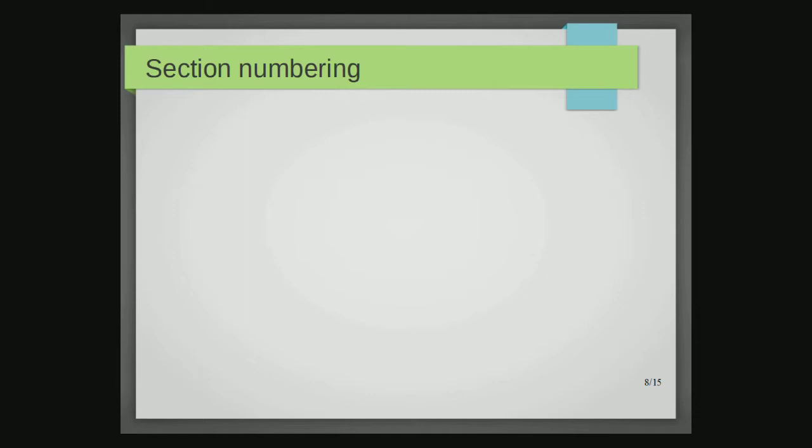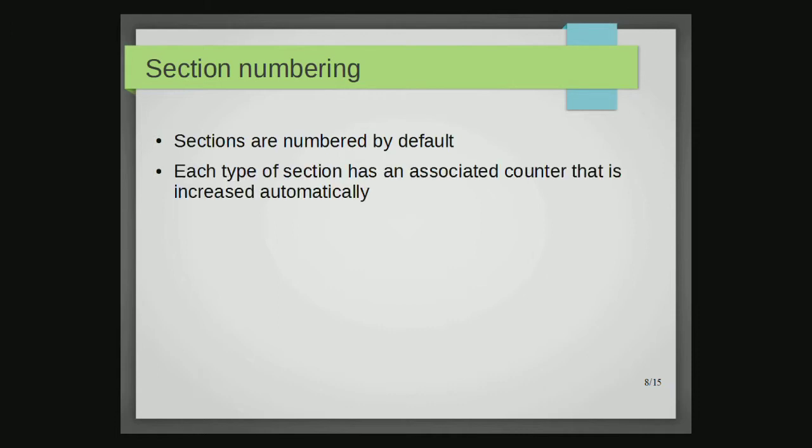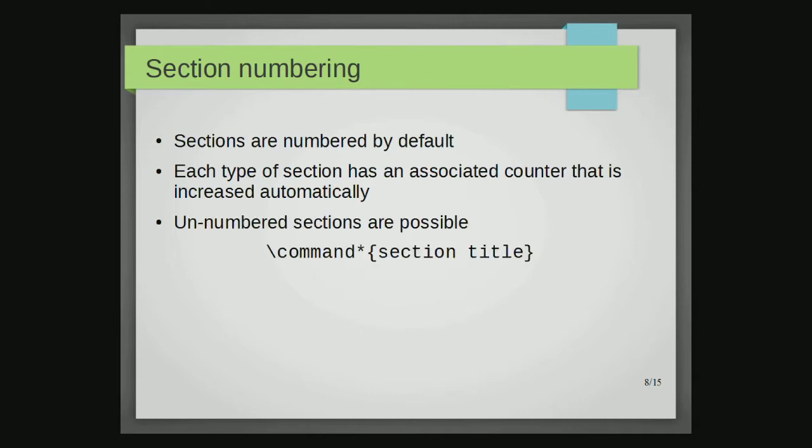So, as we have already said, sections are actually numbered by default. Each type of section has an associated counter that is increased automatically. Unnumbered sections can also be inserted by using the command for the section followed by a star before inserting any option or the section title. By using a starred section command, that particular section will not appear in the table of contents.